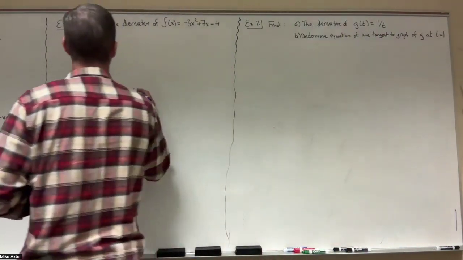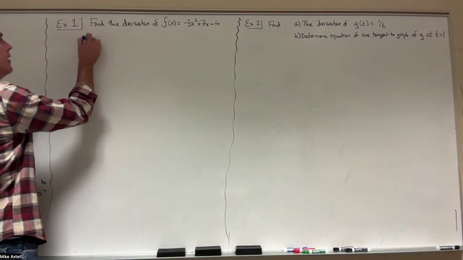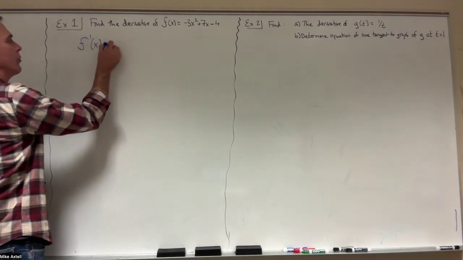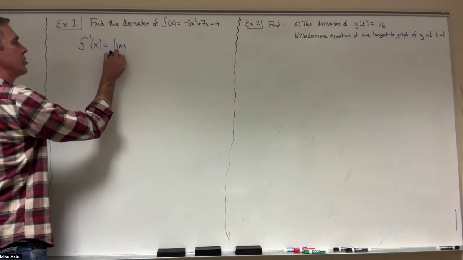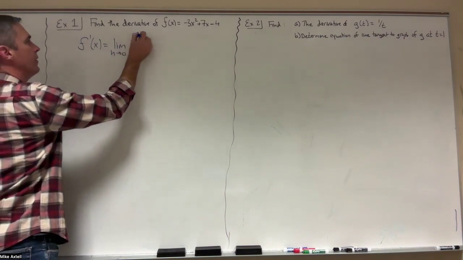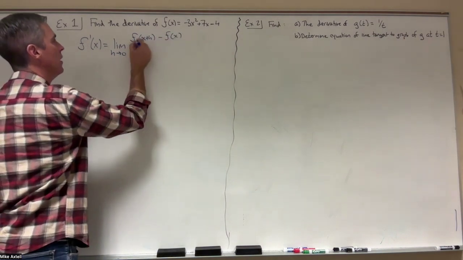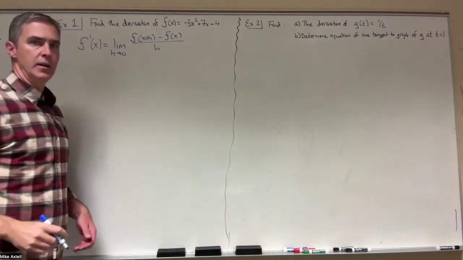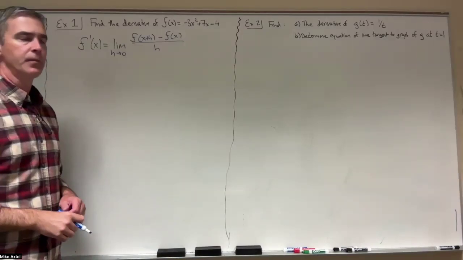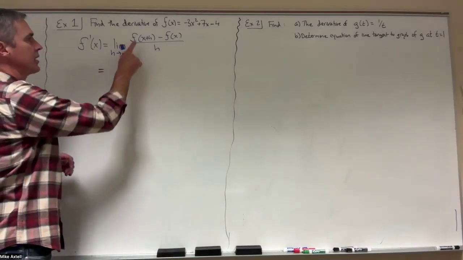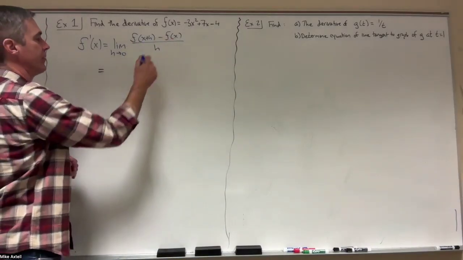All right, so I'm going to calculate f prime of x, and I'll remind you that's the limit as h approaches 0 of f of x plus h minus f of x all over h. So that was on the previous panel. Now I'm going to actually evaluate f of x plus h and f of x.